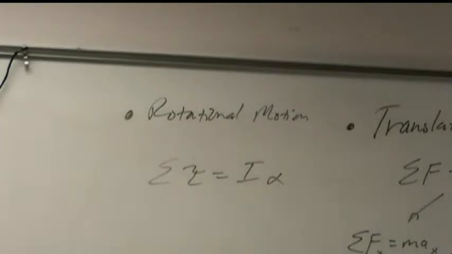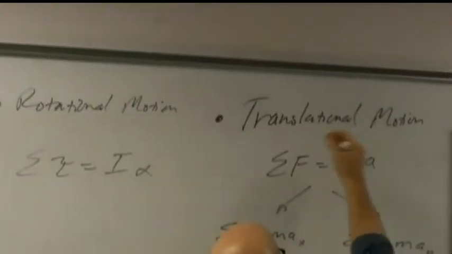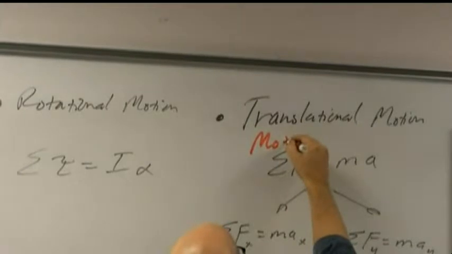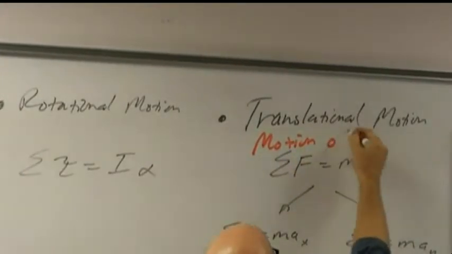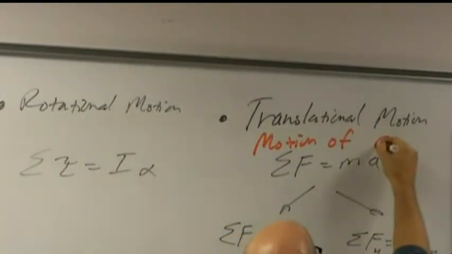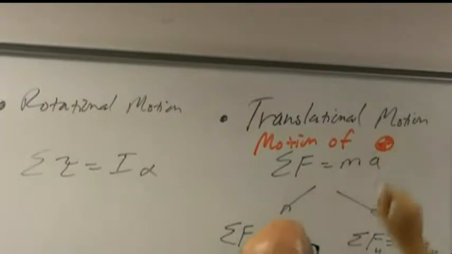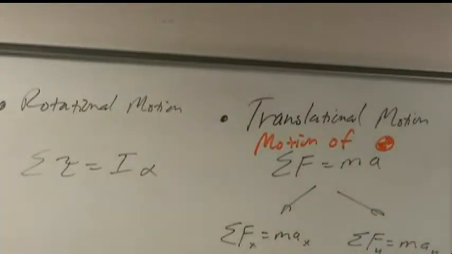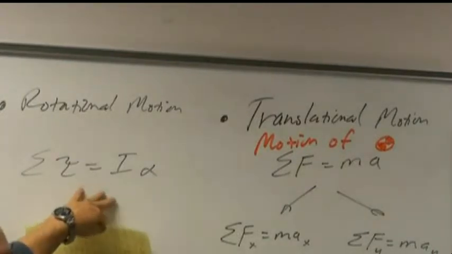Remember, in translational motion, all we considered was motion of the center of mass. That's it. The motion of the center of mass, and that's it. We didn't really care where the forces were located as long as they pointed in the right direction. Piece of cake. Okay? Over here, we've got a little bit more of an issue going on.